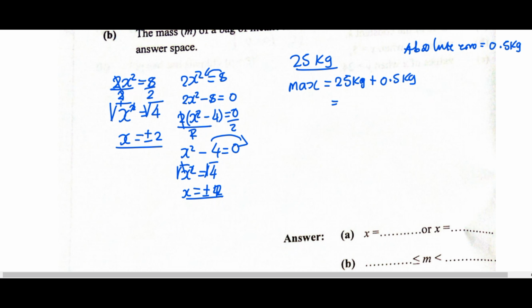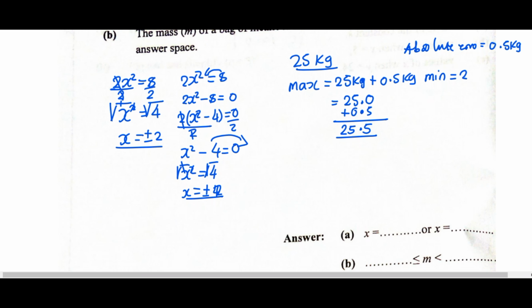So let's add. For 25, we can just put a decimal here and add a 0, so that whenever you're adding, make sure that the decimal points are in a straight line. So I have 0.5 here, then we can add: 0 plus 5 will give us 5, 5 plus 0 will give us 5. So the maximum is 25.5. Then after the maximum, we can now solve for the minimum.